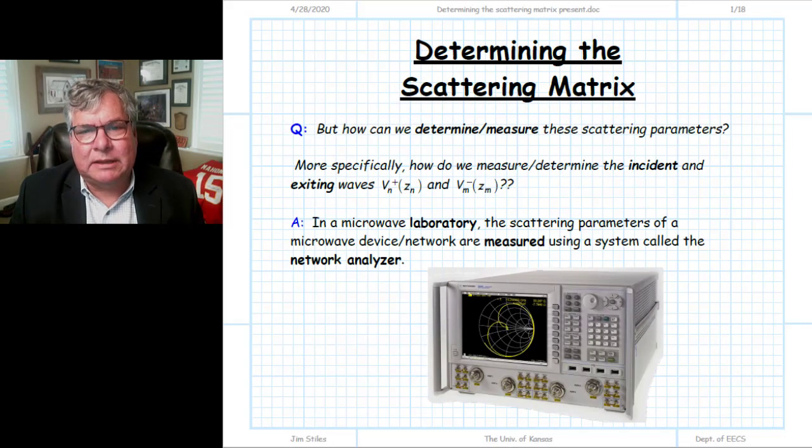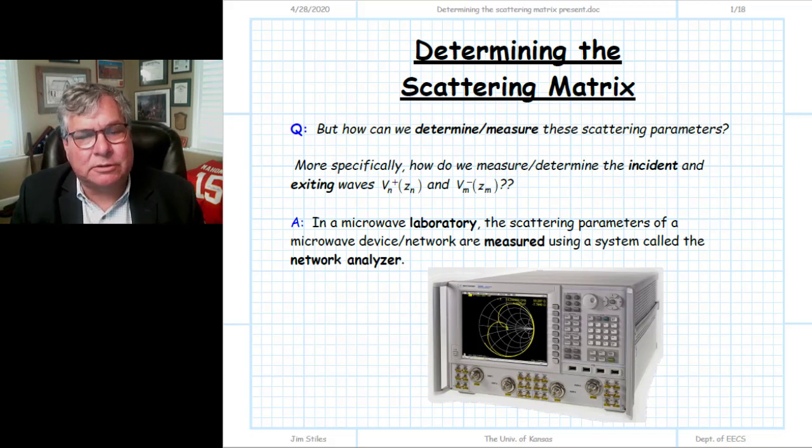We now know what the scattering matrix is, what the scattering parameters are, and we've shown how we can use them to analyze a circuit, to structure, and find answers. But the question I might ask is, how do we determine these scattering parameters in the first place? How do we measure them, or how do we determine the scattering matrix of some microwave device? And so really there are two questions there.